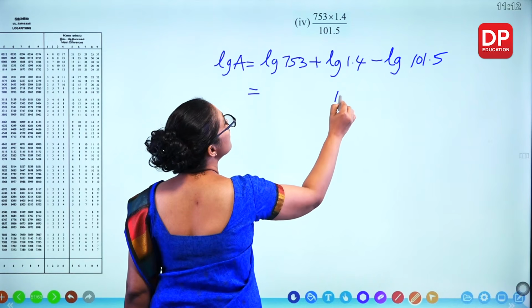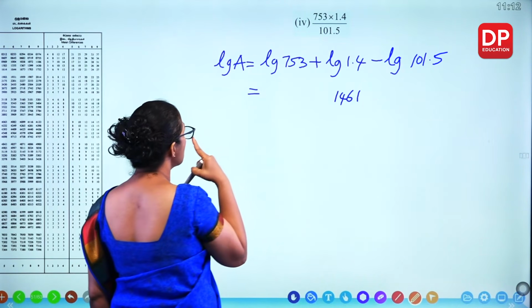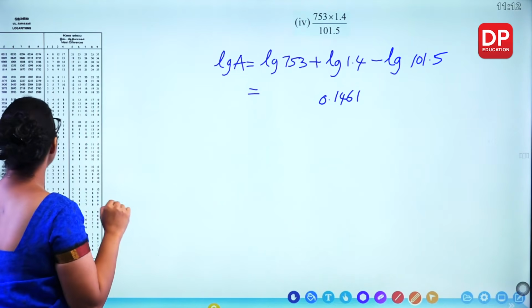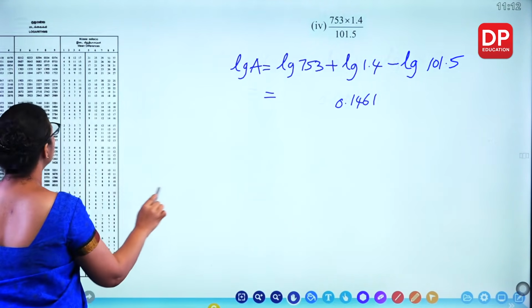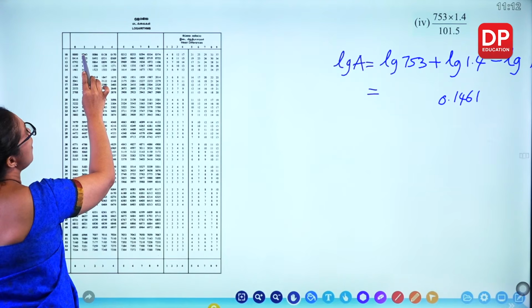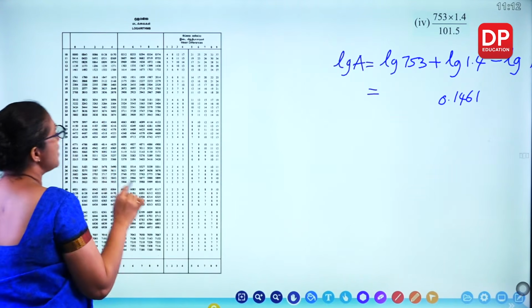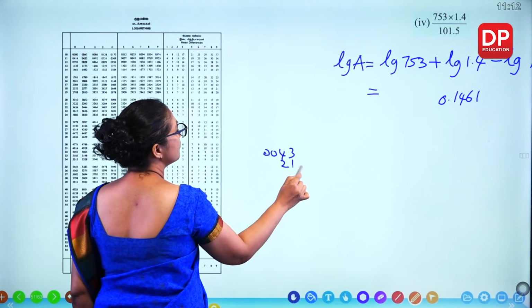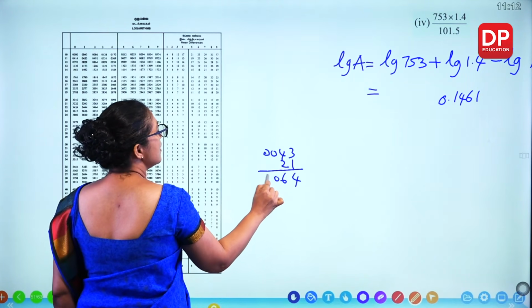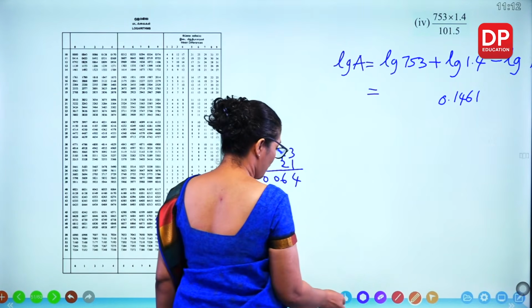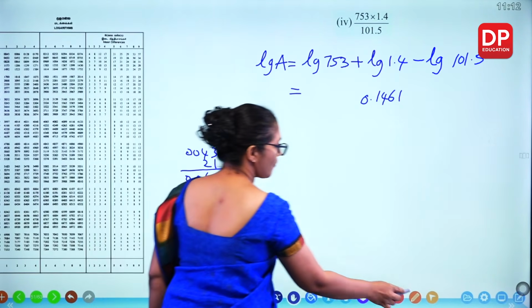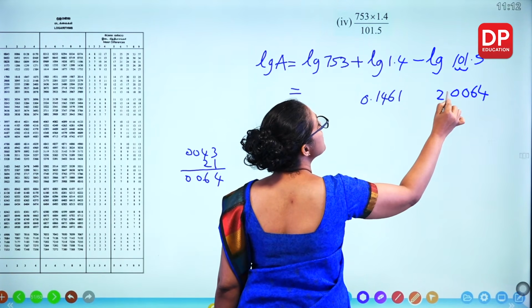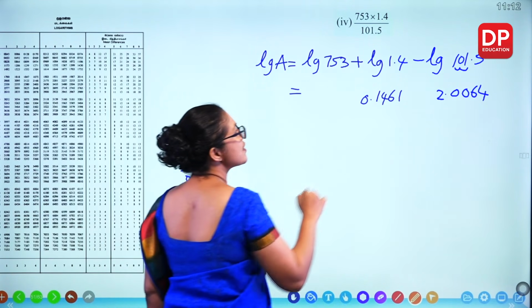1461, and the characteristic is 0. Then 10 1 5. 5 is 21. Add 21 to 43. You get 0064, and this is two places to the right, 2.0064.